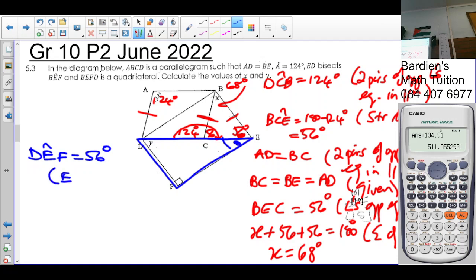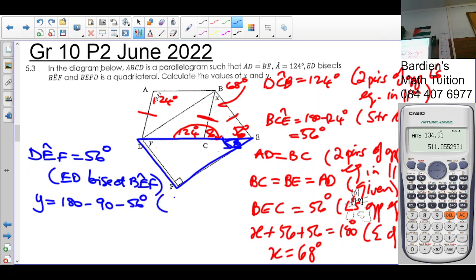Because ED bisects BEF. That was given to us. Not so? It is 56 degrees. So now what do we say? y is equal to 180 minus 90 minus 56. Why? Sum of angles in this triangle DEF. Okay, 90, so it's going to give you 34.